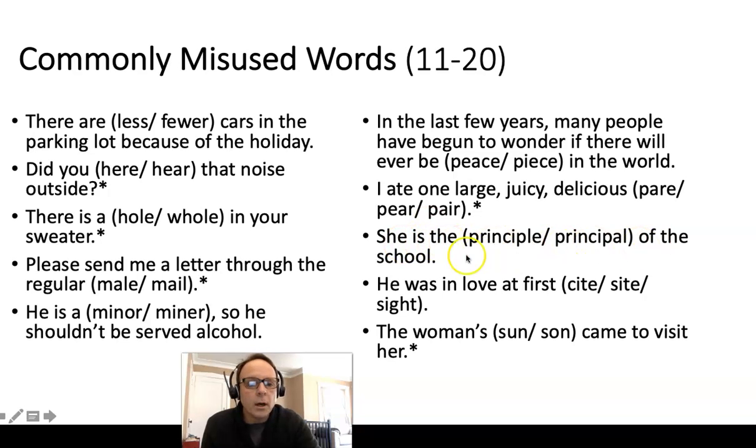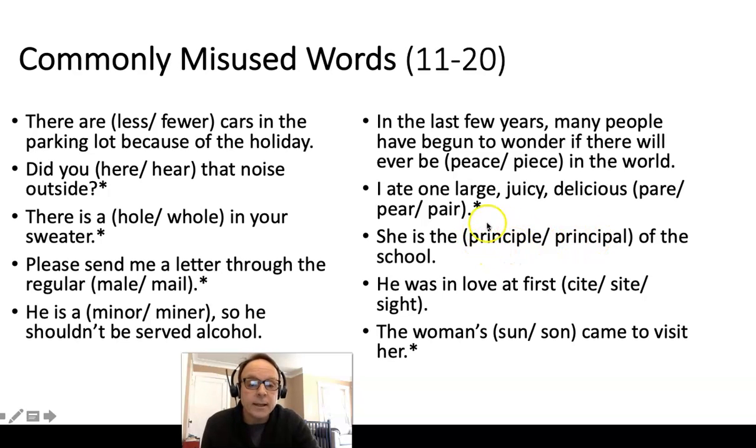She's the principal of the school. So my mnemonic device for this, when I was in high school, I was in trouble pretty often and found my way to the office of the principal. And so they became my pal, P-A-L. So this is the one we would choose here. That's just my mnemonic for remembering that.